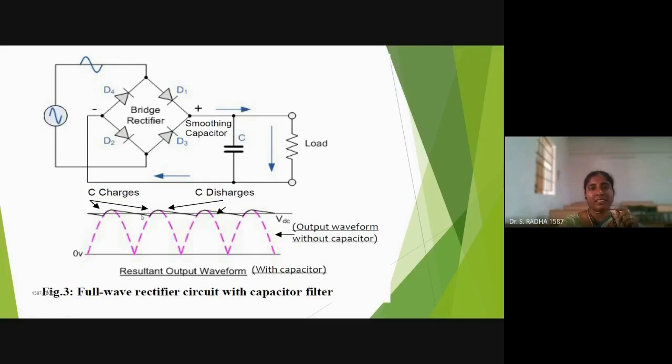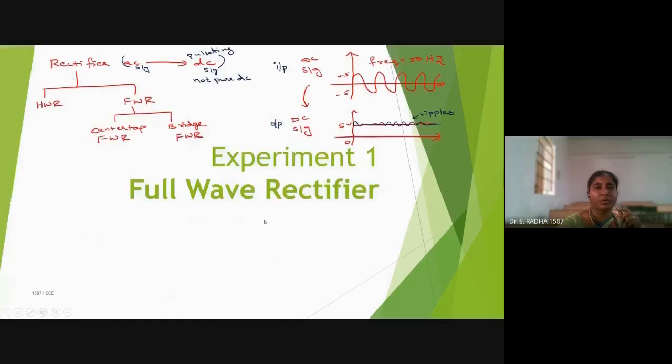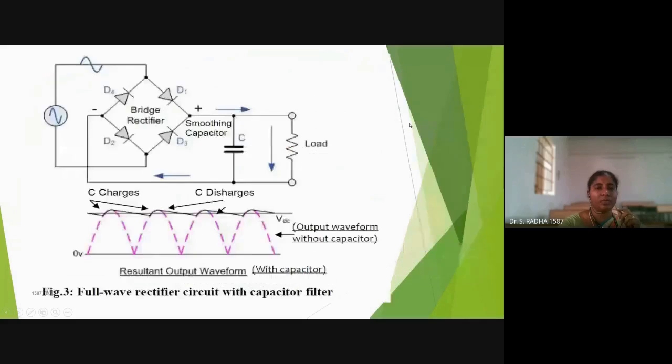Pure DC means a straight constant line. This black color waveform is trying to become a constant line, trying to become pure DC. I told you in the beginning itself, what we are getting is an output waveform with fluctuations. Now when you put the capacitor filter, those fluctuations will reduce. It will try to become a constant waveform. That is what is happening over here in the black color. Pink color is the original output without filter.